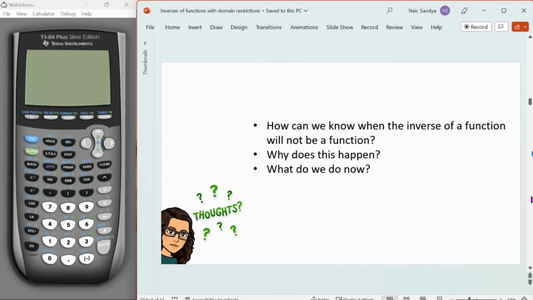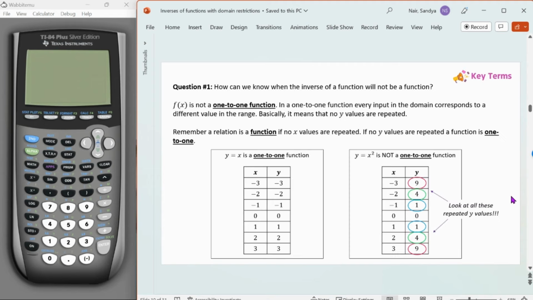So here's an issue that we come across. How do we know when the inverse of a function will not be a function? Why does it happen? And what are we going to do now? So here's the answer to the first question. How can we know when the inverse of a function is not going to be a function? Well, this situation happens when f of x is not a one-to-one function. Okay, and that's the situation we have with f of x equals x squared.